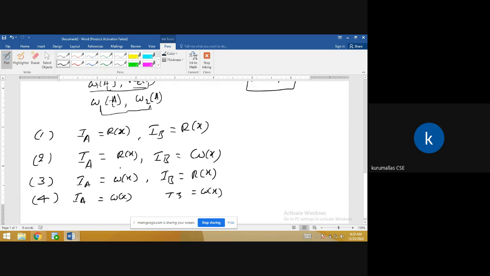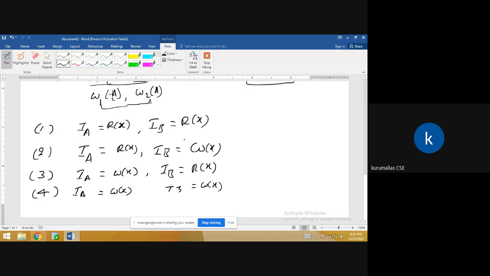So here, these two are IA and IB, the instructions, with the data items. Read of X, read of X is one schedule. Read of X and write of X. Read operation on the same data item, write operation on the same data item, read on the same data item, and write on the same data item. These are the four cases. Now we have to discuss one by one what is case one and what is case two.